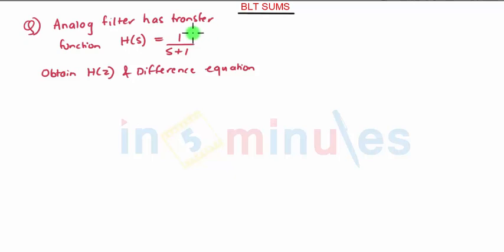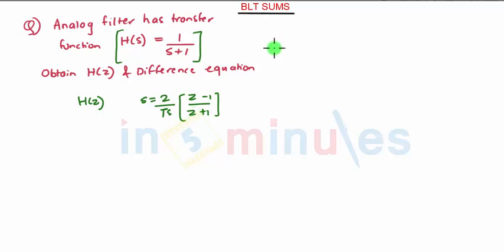The given transfer function is h of s is equal to 1 upon s plus 1. Now using bilinear transformation, h of z will be obtained by this formula, that is s is equal to 2 by ts into z minus 1 upon z plus 1. Now we can see that ts is the sampling time, but it is not mentioned here. So we will assume that ts is equal to 1 second. So substituting ts, we get 2 into z minus 1 upon z plus 1.